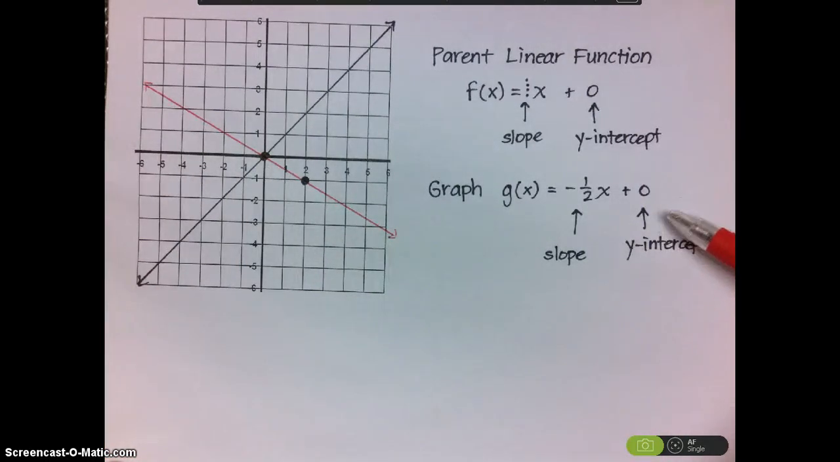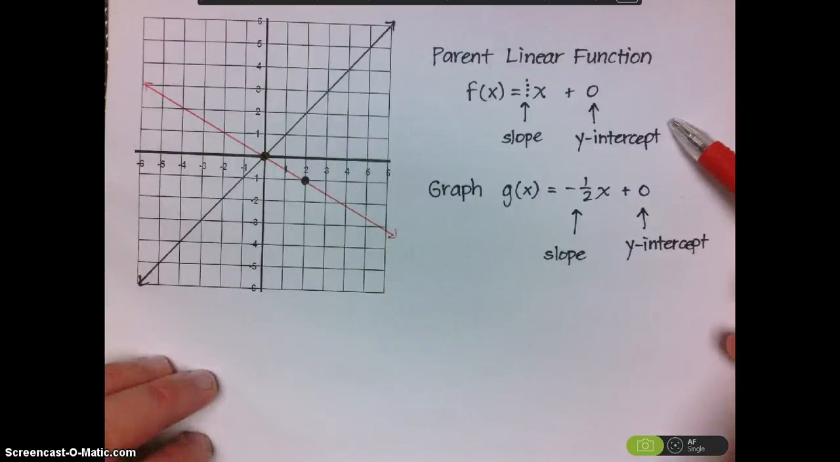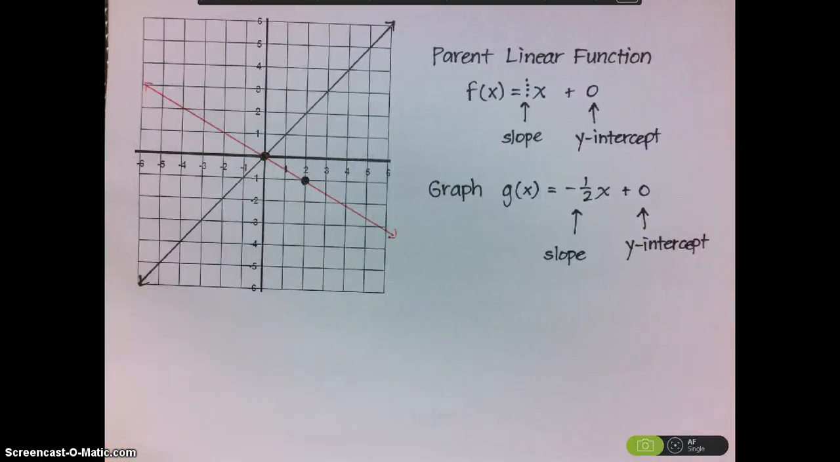So I hope that this has helped you to be able to compare the slopes and the y-intercepts, and what a line might look like before you even graph it, especially when you're comparing it to the parent linear function. So come with any questions you might have to class, and I will see you there.